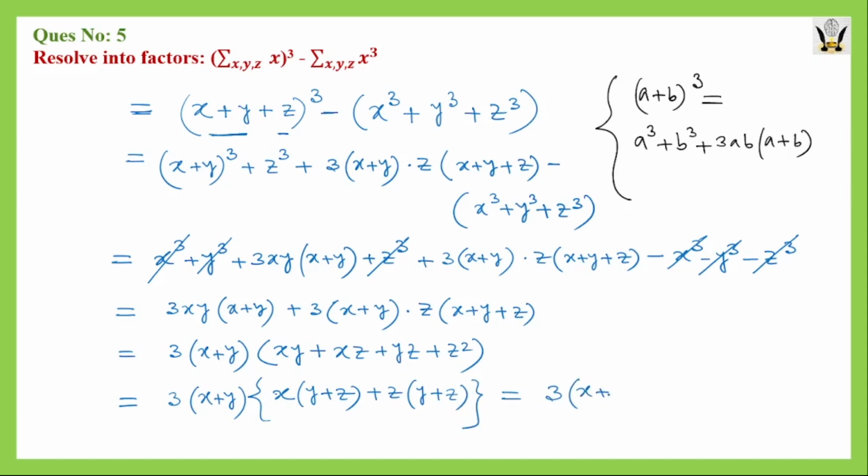finally it will be 3 multiplied by x plus y, and from here y plus z is common, so y plus z will be another term, and then it will be multiplied by x plus z. So this is the final answer.